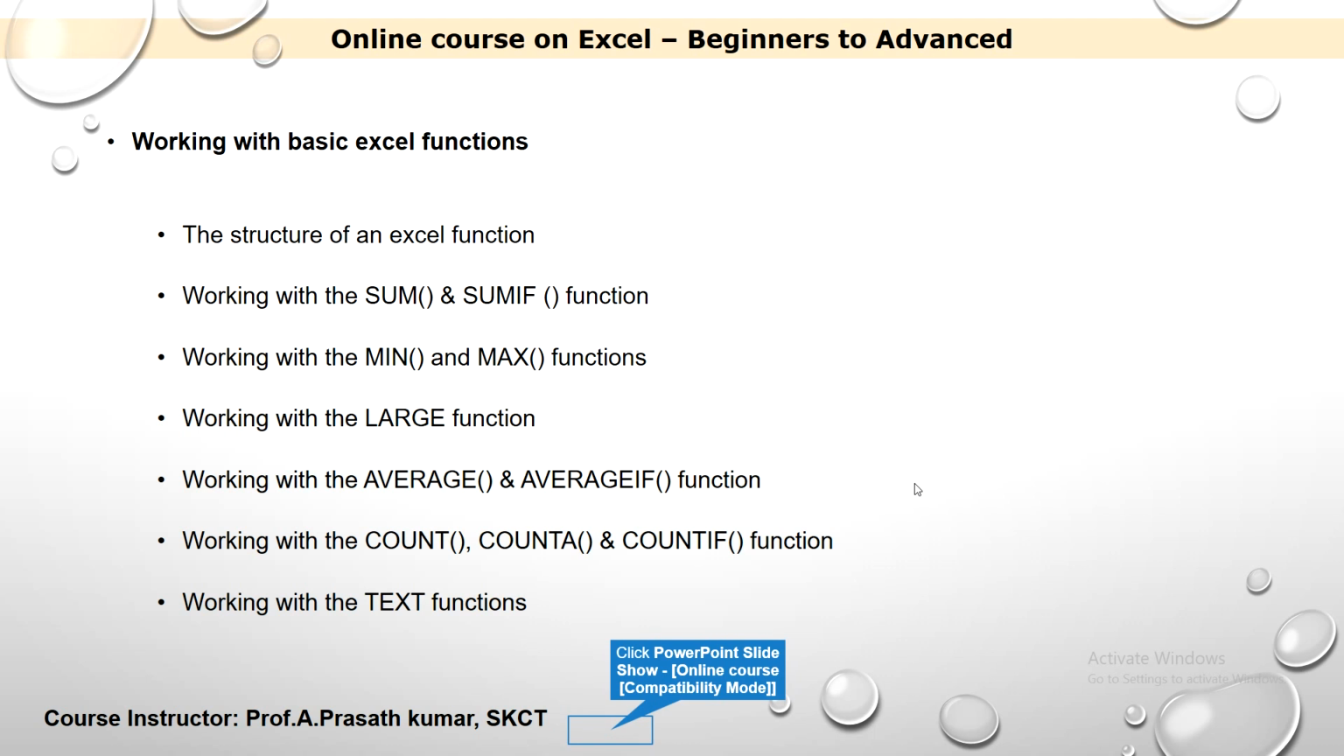In the previous session, I told you that whenever you are trying to give a formula into an Excel cell, it should start with the equal to symbol. At the same time, whenever you give any criteria in the formula, it should be given within double quotations or with open and closed brackets. Let us see how these functions are used in Excel.